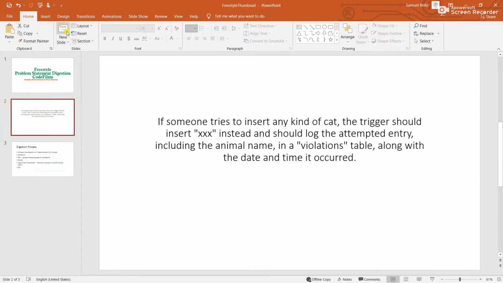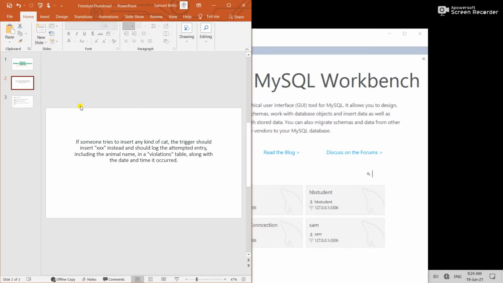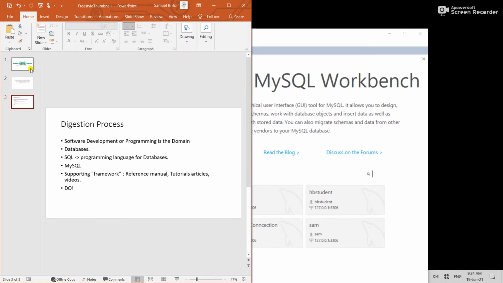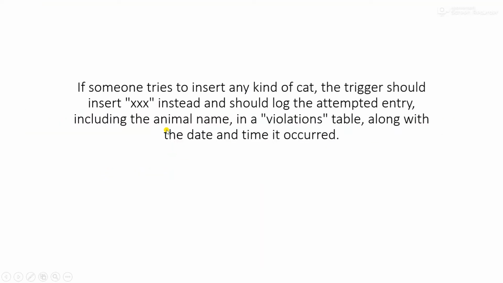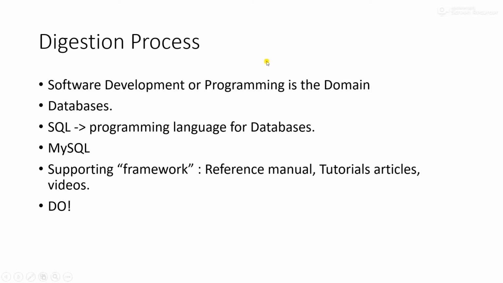Let's have our problem again. If someone tries to insert X, the trigger should insert X instead and should log the attempt in a violations table. So this is how we're going to go about it. We know it's something in programming, it has to do with databases, and we have some fundamentals in programming. So SQL, the programming language for databases. Then we're going to use the mysql database, and we know we have reference manuals, tutorials, articles, and videos.